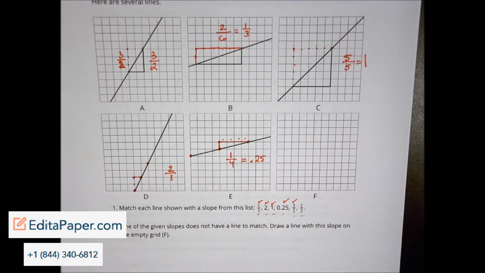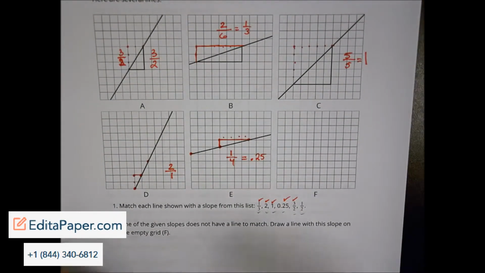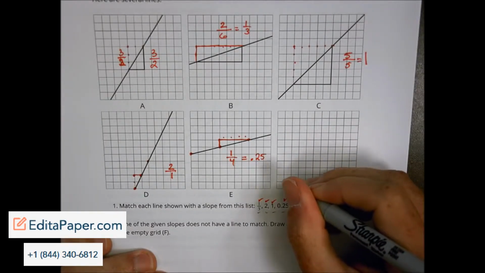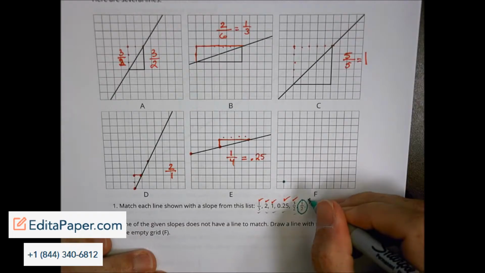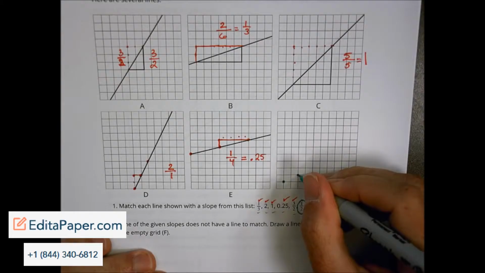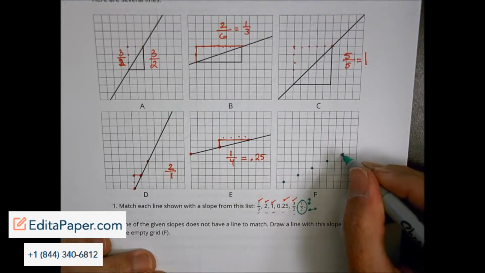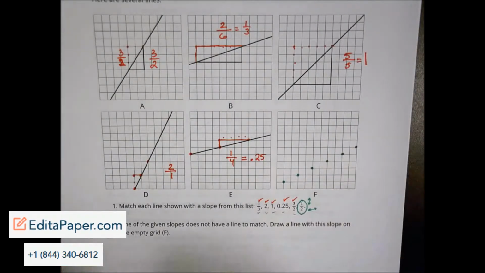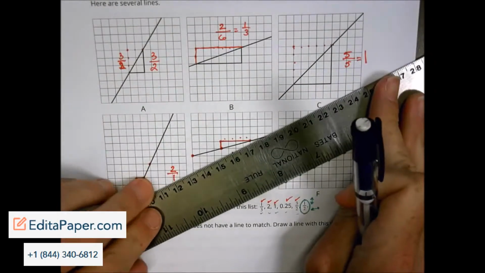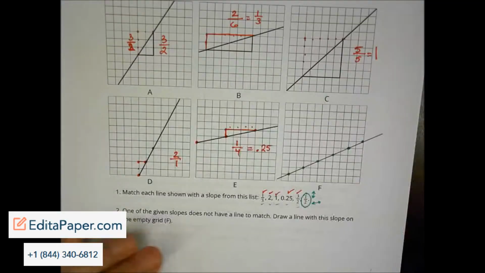Okay? It says one of the given slopes does not have a line to match. Draw a line with this slope on the empty grid. So we want to draw the one for 1/2. If I start here, this is my vertical, up 1, and this is my left-right. I'm going to go up 1 over 2, up 1 over 2, up 1 over 2. And that's where my line is going to go through that point right there. And again, if I connect my dots up, I end up with a line looking something like that. And that's what that one is going to look like.